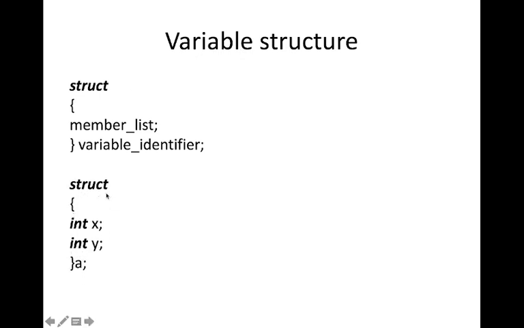So this is an example: struct, int x, int y. There is no name for this, and we have a variable identifier, a. There is no tag in it. So A is of type structure, and A has two elements x and y. We will see later how to use the elements of the structure. So this is an example for variable structure. We can simply declare the struct, and you can include whatever variables you want, any data types inside the structure, and A is of type this struct.